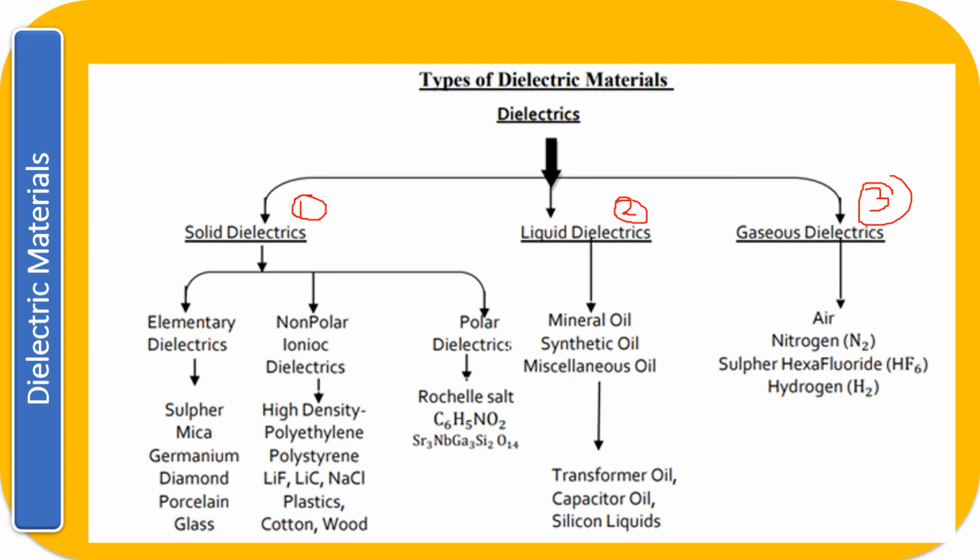All right, and next we have the gaseous type of dielectric, which can be air, nitrogen, sulfur hexafluoride, and hydrogen. So these are your gaseous type of dielectric material.